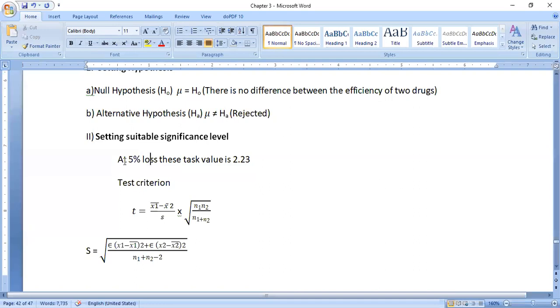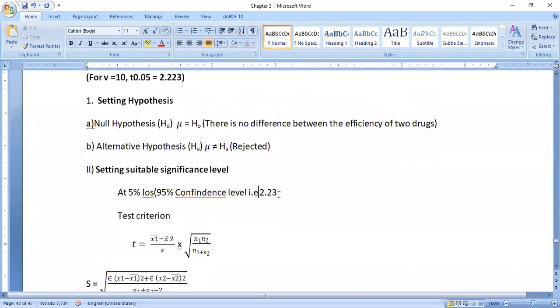At 5% level of significance, 95% confidence level, that is 2.223. It is already given in the question, 2.223. It will be there in the table values.